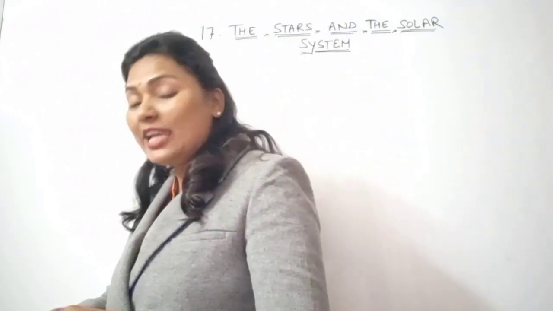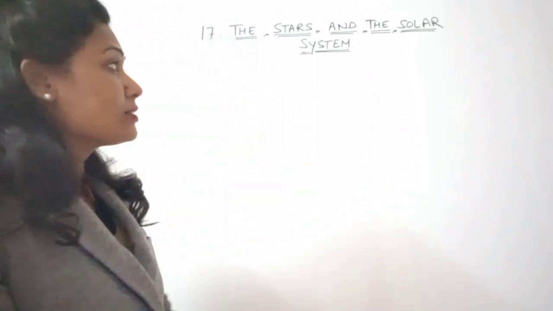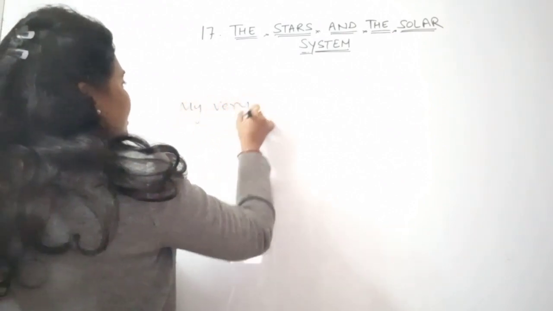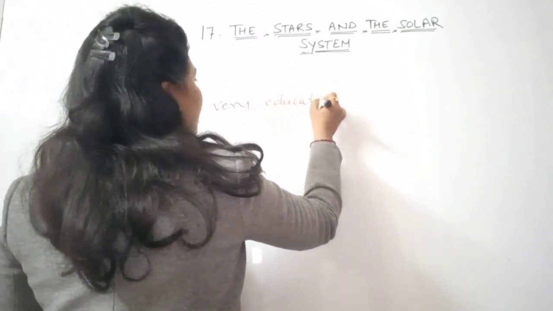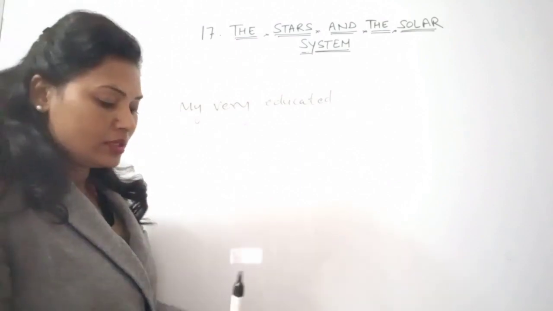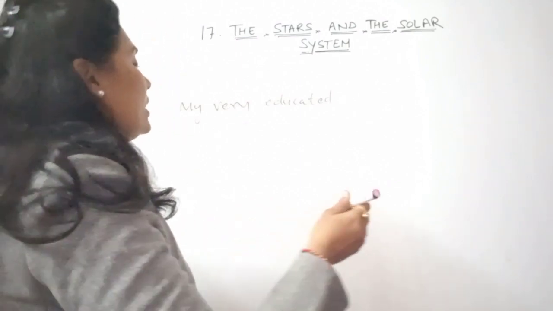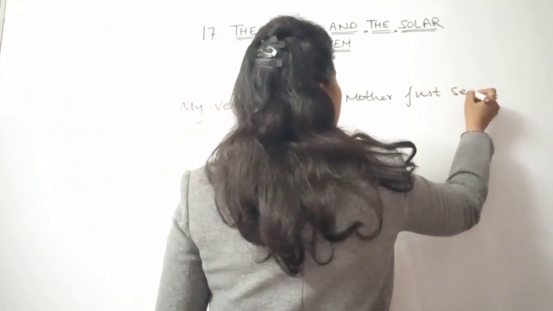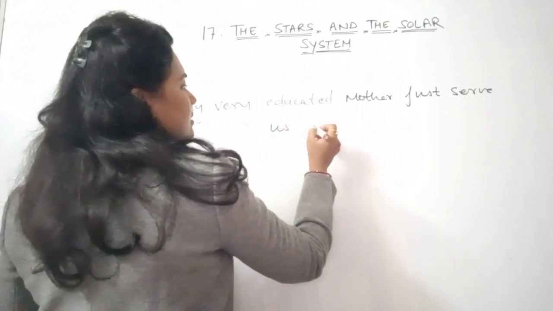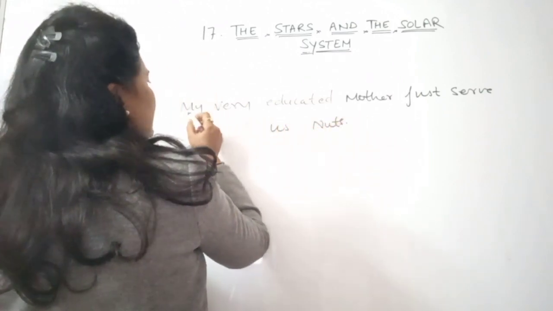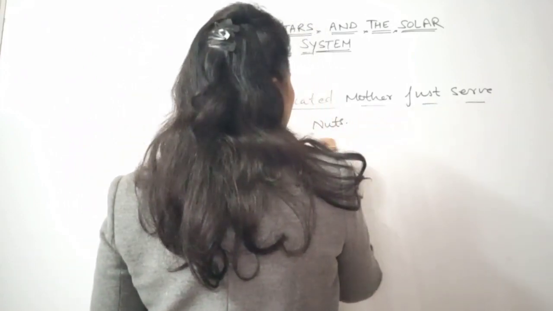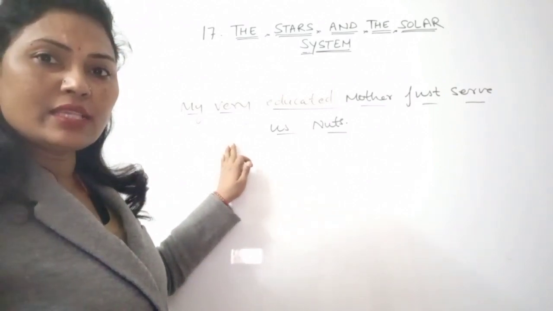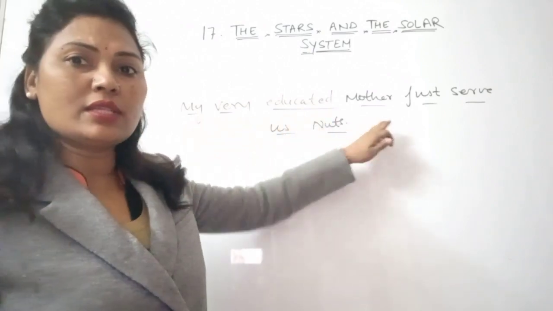There are 8 planets in our solar system, and you can learn them like this: My very educated mother just serve us nuts. This is the simile by which you can learn all 8 planets according to their position. My very educated mother just serve us nuts.